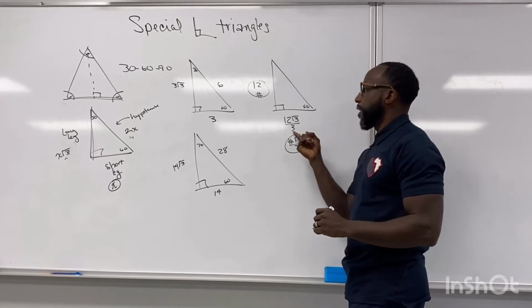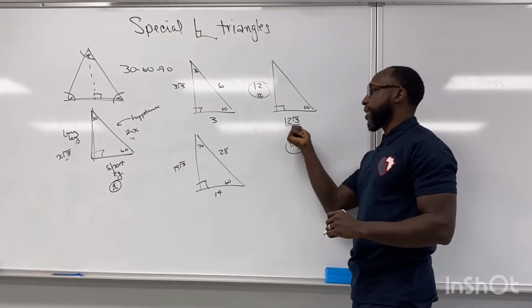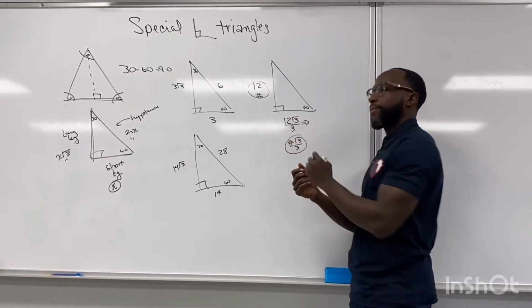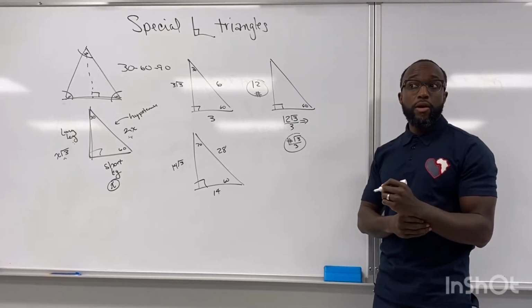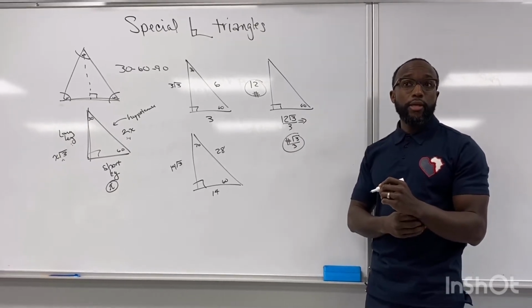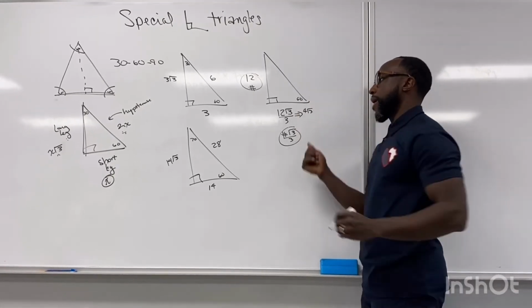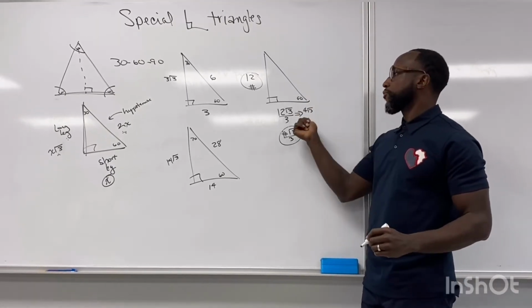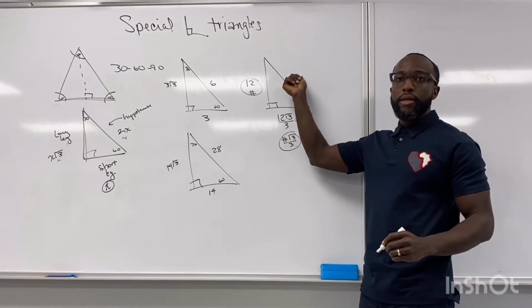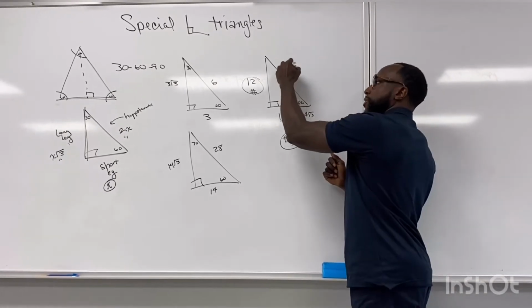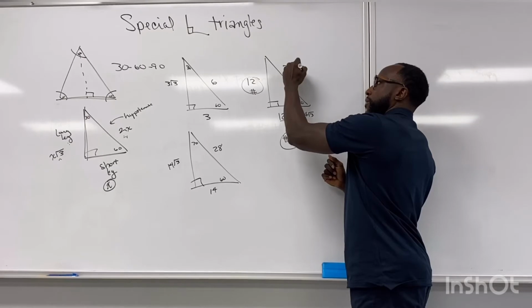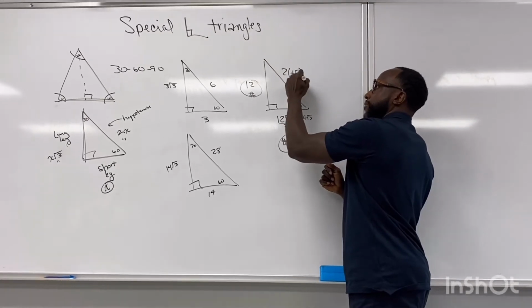So if this is the square root of 3 over 3, you could technically reduce this. This would be what? 12 over 3? Yeah, 4 over 1. 4, right? 4 root 3. So this is 4 root 3. So if this is 4 root 3, what's this length? 4. No, 2 times 4 root 3. 8. Yeah, 8 root 3.